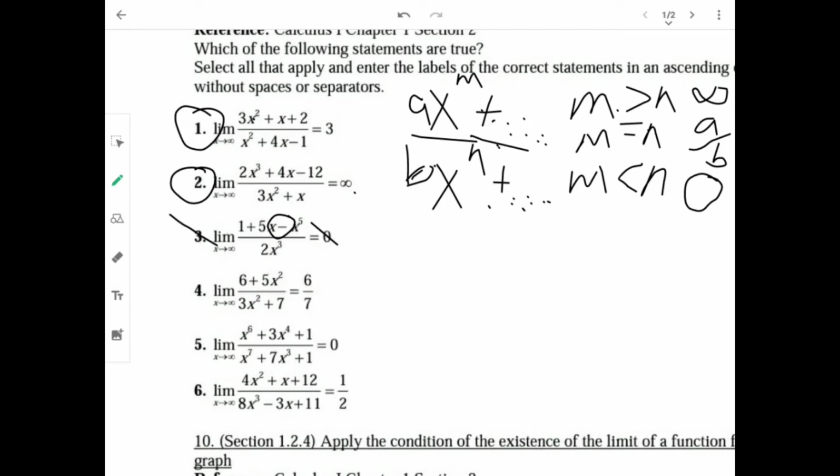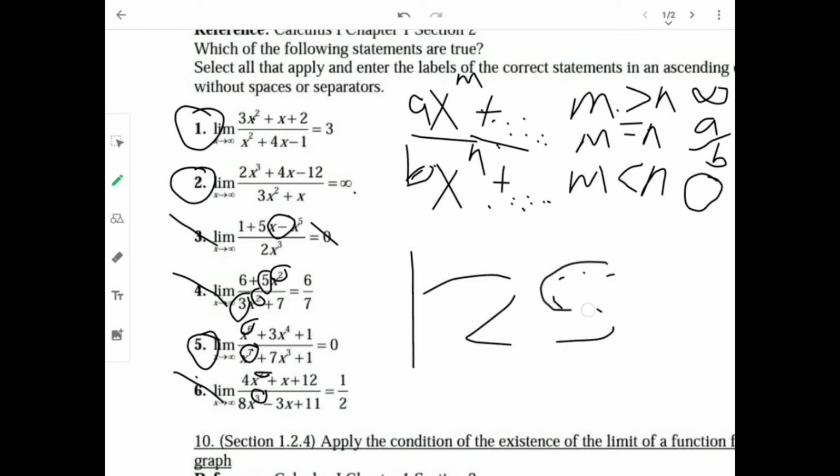For number 4, it's the same, m and n, the largest power, it's 2 and 2, so it should be the coefficients, so 5 over 3, and it's not, so it's wrong. It says 6 over 7, so it's wrong. For number 5, the denominator is greater than the numerator, so it's correct, 0. And for number 6, the numerator is less than the denominator, so it should be 0, but it says 1/2, so it's wrong. So the answer is 1, 2, 5.